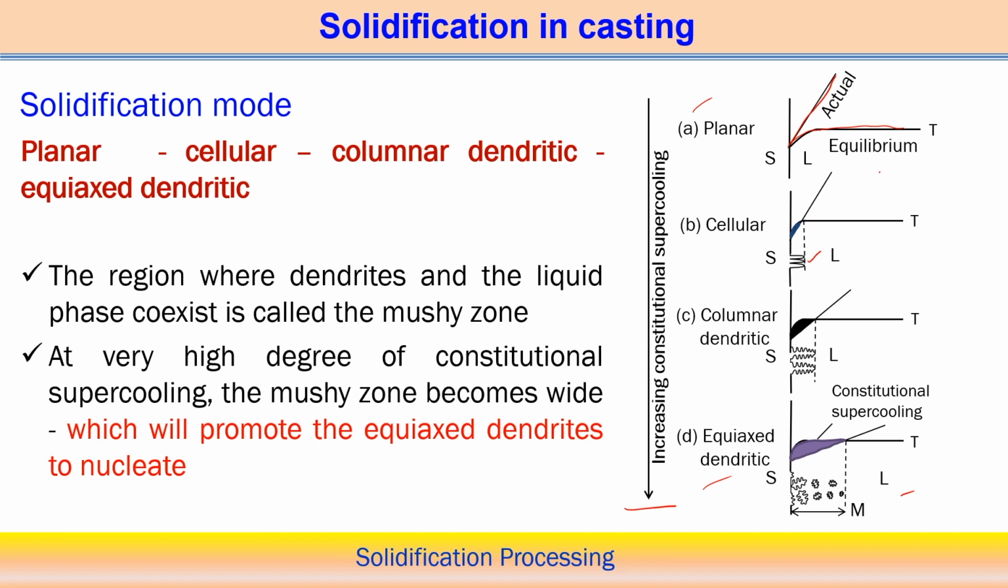Now at a very high degree of constitutional supercooling, the mushy zone becomes wide. So that means the constitutional supercooling is much more, that means we can create a much wider mushy zone, and that will promote the equiaxed dendrites to nucleate. But at the same time, if the constitutional supercooling is much more, there might be other problems, the segregation may also happen. We will discuss later on, if this constitutional supercooling zone is much more, what can be the other consequences during the solidification of an alloy system.